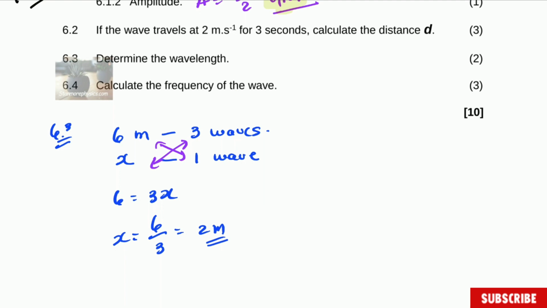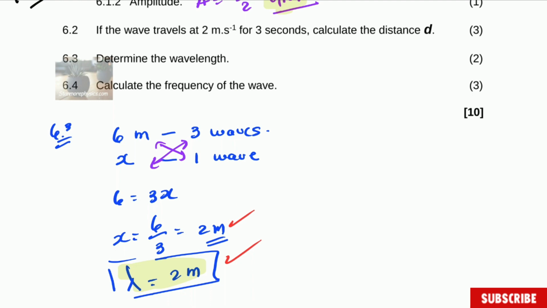So the wavelength is 2 meters. Let's write it here. Wavelength is equal to 2 meters. And that is the answer there. So if you do that, you will get 2 marks. 1 mark for dividing by 3, the other mark for the final answer.